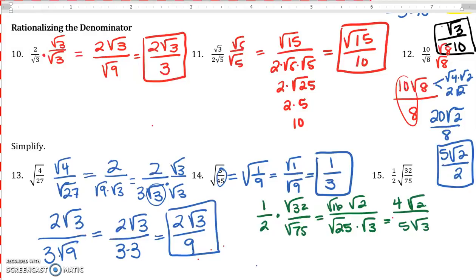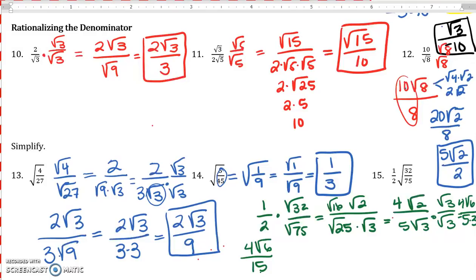Okay, I'm not done yet because this square root of 3 is still in the denominator and I need to get it out. So root 3 times root 3, there's my multiplication. So root 3 times root 3 is root 9, which is 3. So this turns into 5 times 3. And then my numerator turns into 4 root 6. So I'm going to rewrite this down here. I have 4 root 6 over positive 5 times 3, which is 15.